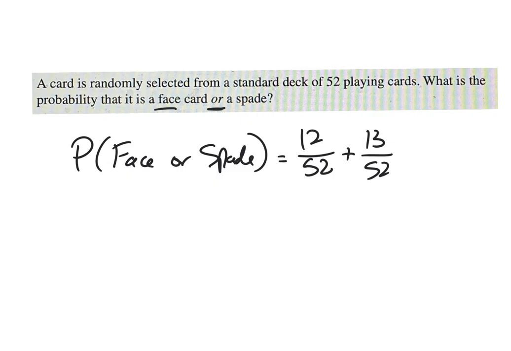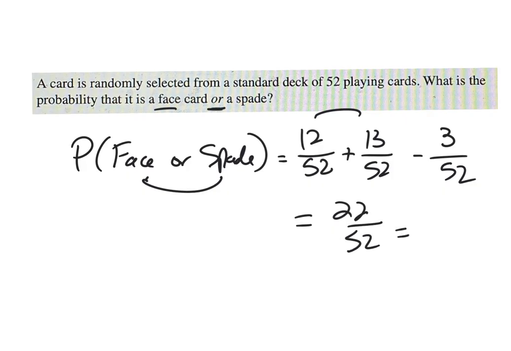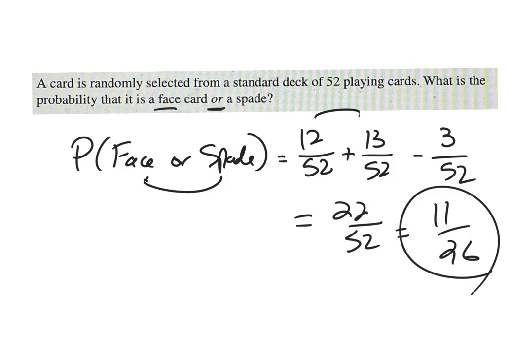Now, here's the deal, though. Some of the spades are face cards. How many cards are spades and face cards? And that becomes 3. 3 out of the 12 because there's a queen of spades, a king of spades, and a jack of spades. So I'm going to do that right there. That's why I have to subtract, because they do have something in common. 12 plus 13 is 25. Minus 3 is 22 over 52. Let's reduce that the best we can. 2 goes into both of those. Get 11 over 26. And again, math's not hard. Got to think through it, though.